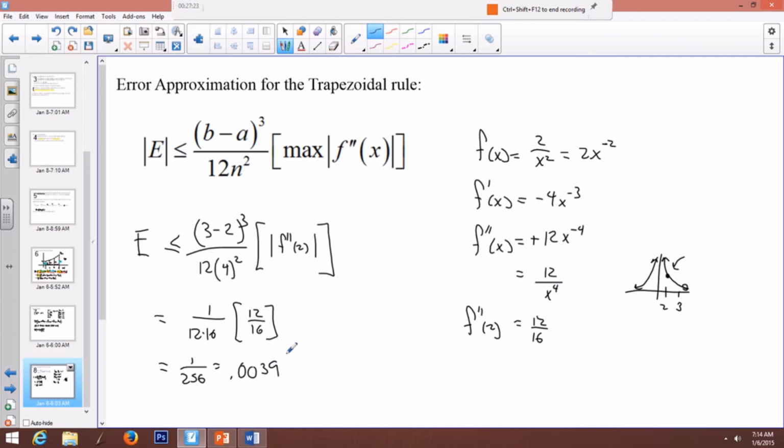0.0039. That's how much I'm off by. Actually, it has to be less than or equal to that. That's the most I'm going to be off by. So the error is less than or equal to this. All right, that seems to be just about it.